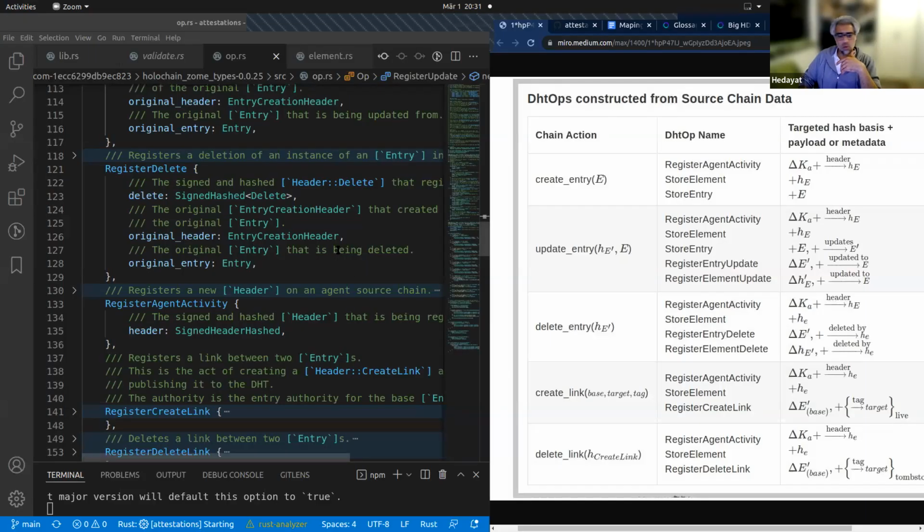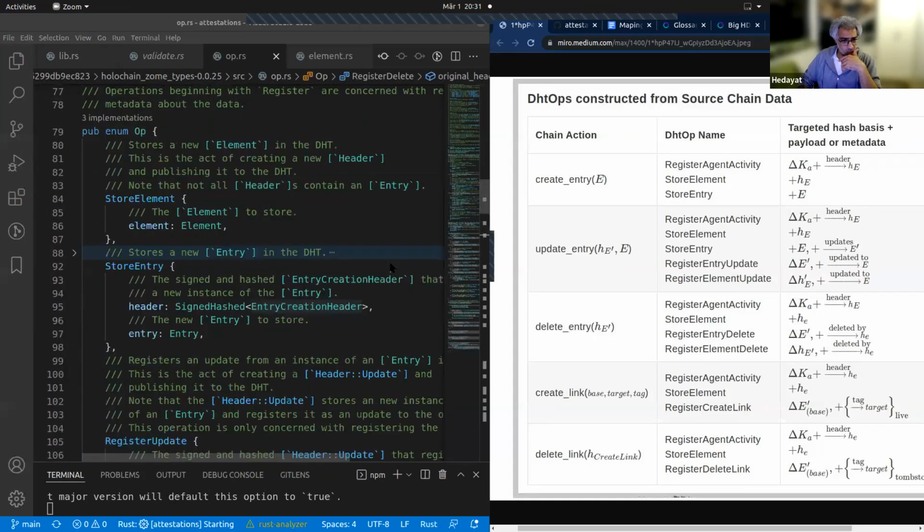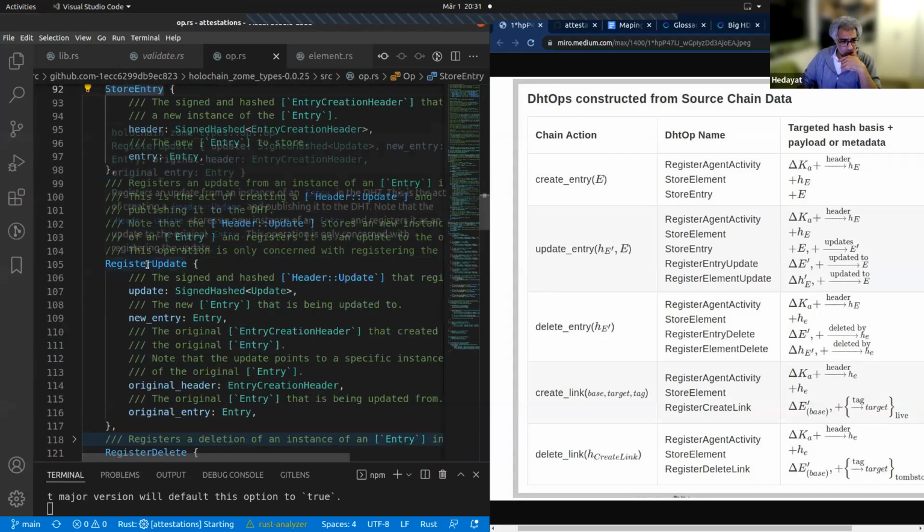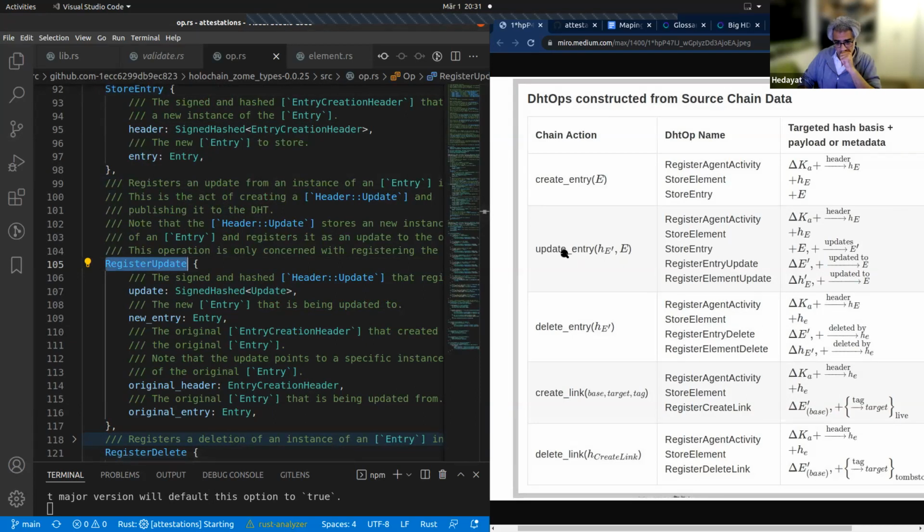Thank you. So if there is no question, I would like to share and continue the rest of the topic. We are about to wrap up almost everything. And so we review StoreElement and StoreEntry. We see a little bit different. So register update, it means if the update entry is going to happen, register agent activity is always there because it's the footprint of the agent we talked about. A StoreElement is always there, it seems.